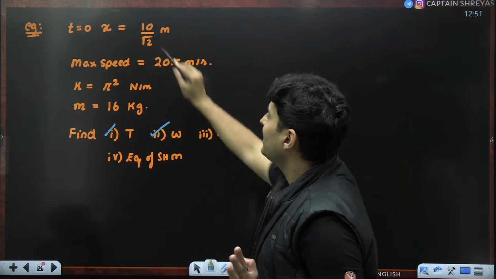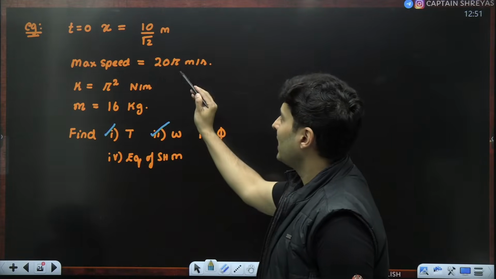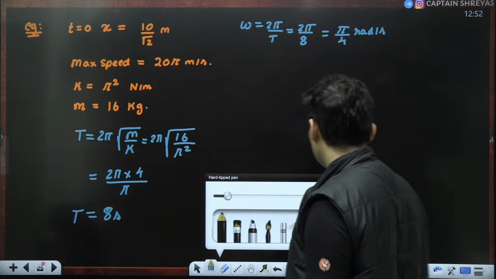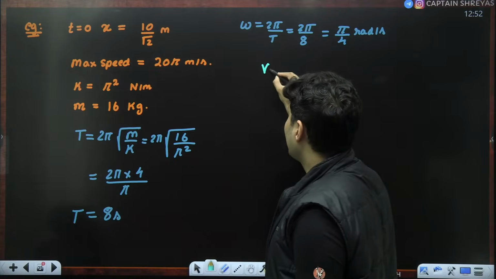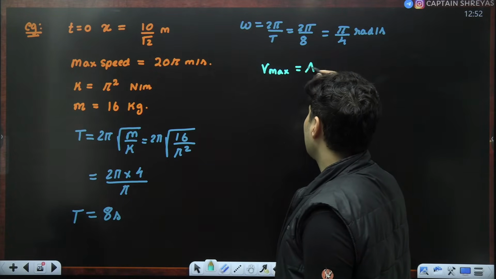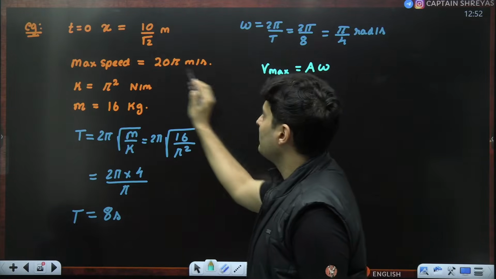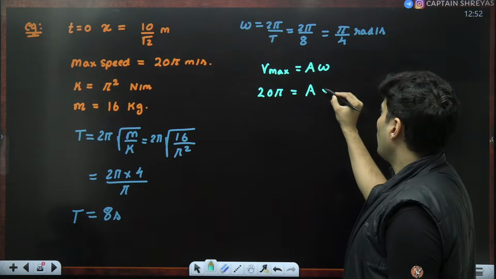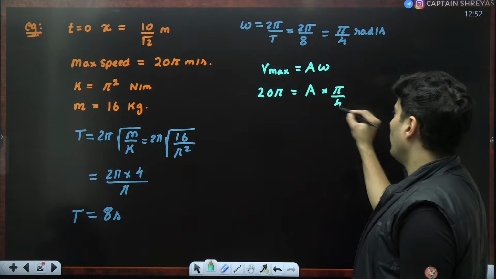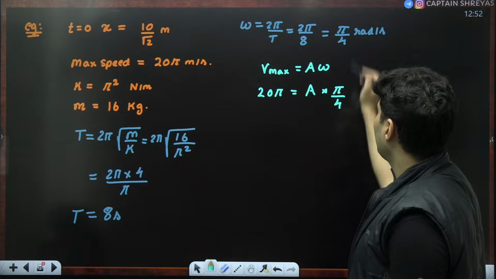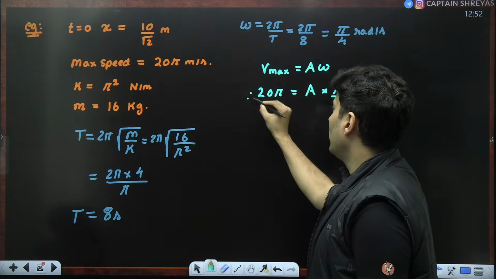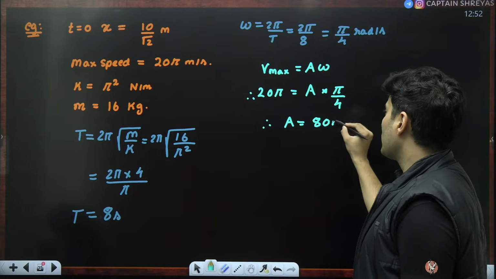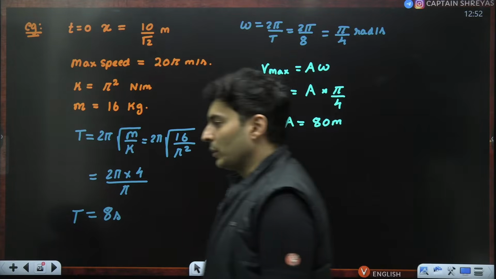I think this data is given with a specific purpose, maximum speed and all of that. Because maximum speed is given, I think we can find the amplitude also. Observe how. Maximum speed is basically A omega and the maximum speed is 20 pi. Amplitude I don't know. Omega is basically pi by 4. Pi cancels. So what do I get the amplitude as? Check this out. 20 into 4, 80. So 80 meters is the amplitude.